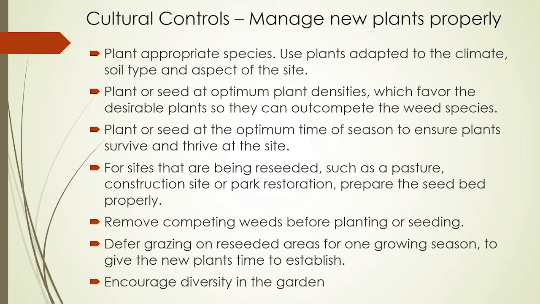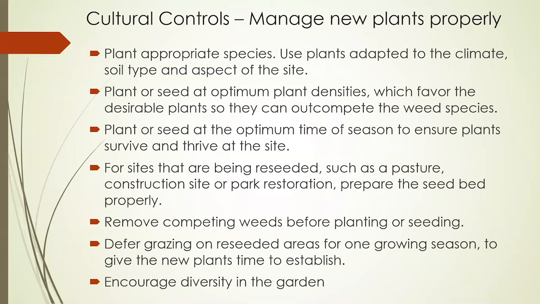Now, as far as new plants go, you want to make sure you're planting appropriate species. Make sure you've chosen plants that are adapted to the climate, the soil type, the aspect of the site, all those things. You want to plant or seed at the optimum plant densities, and that's going to favor those desirable plants so they can outcompete the weed species. And you want to plant or seed at the optimum time of the season to ensure those plants survive and thrive at the site.